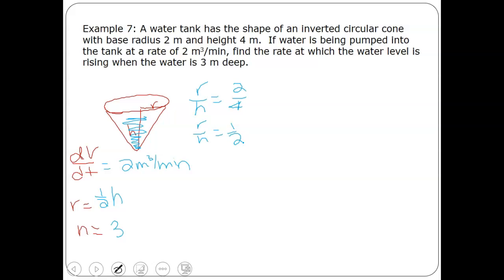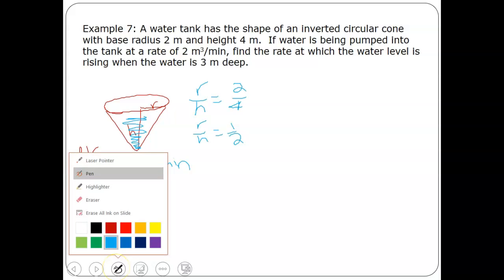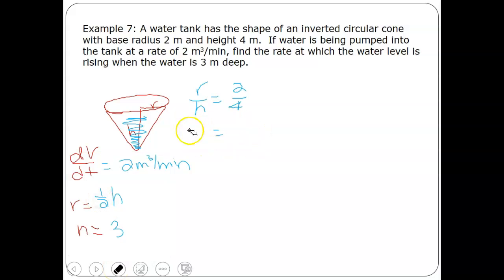Who buys a fish tank in the shape of a cone? Disneyland. This is a water tank, not a fish tank. Who buys a water tank in the shape of a cone?